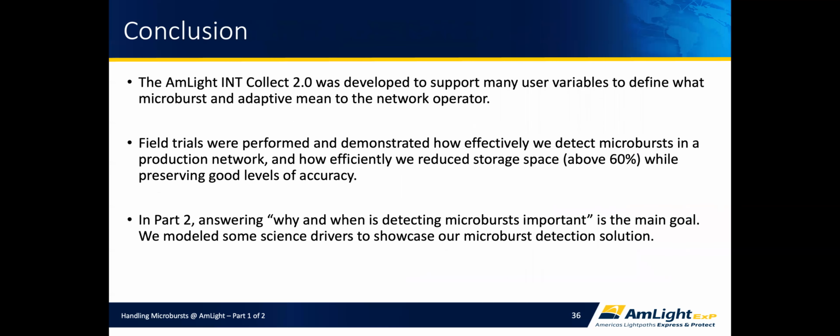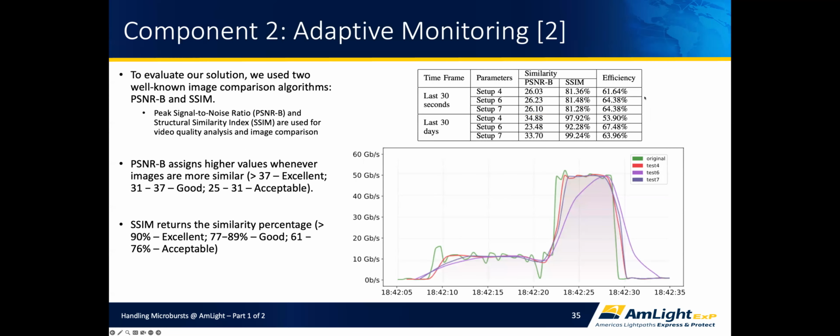So just to conclude, this version 2.0 of the INT collector was developed to support as many customizable variables as possible, to be dynamic, to be customizable on the fly at runtime, and to save disk space. This was not just disk space, but also CPU, right? But mostly space. The few trials that we had demonstrated that, I forgot to talk about the efficiency column, right? So you can see that we got from 53 to 67% of efficiency, meaning that we saved that much space compared to the original graph.